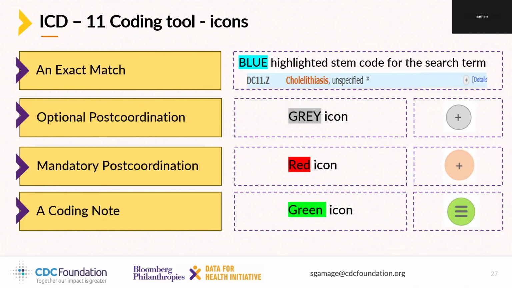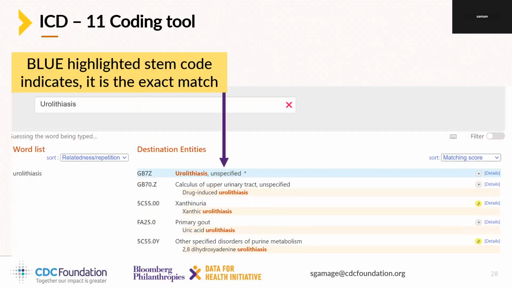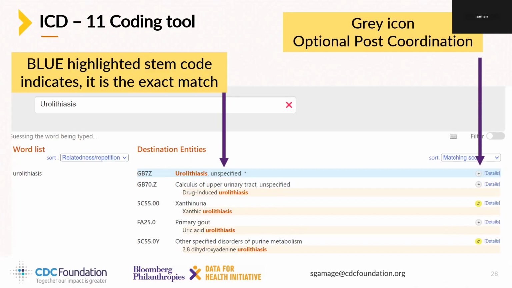As you use the coding tool, you will have the opportunity to use these icons as and when required. Here the search term is urolithiasis. The blue highlighted stem code indicates it is the exact match, GB7Z. And there is also a gray plus icon indicating optional post coordination. So if you want to search more, there is the opportunity to post coordinate optionally.